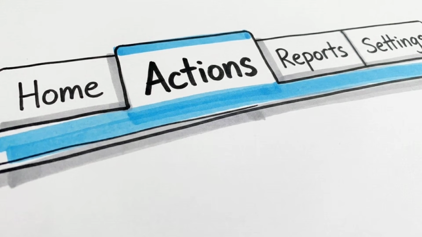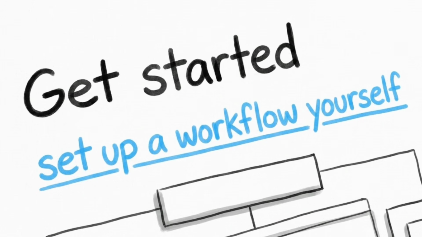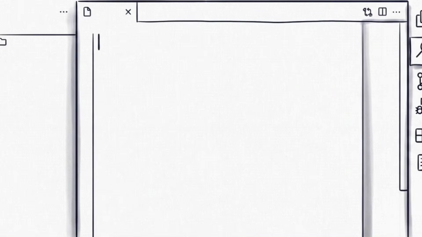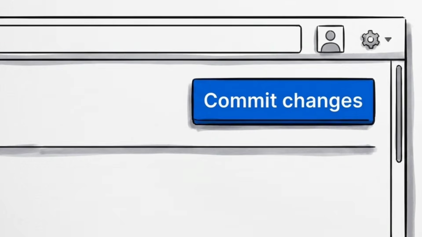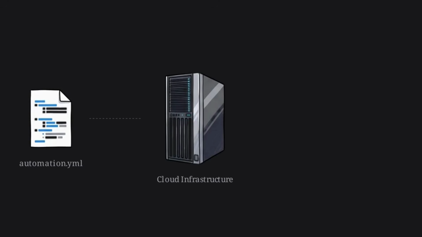Next, click the Actions tab at the top of your repository. Under the Get Started section, click the link that says Set up a workflow yourself. GitHub provides a default code template here. Highlight all of it and delete it so you have a completely blank editor. Copy the custom Cloud PC YAML script provided in the video description and paste it directly into that empty field. To initiate the build, click the green Commit Changes button in the top right and confirm.